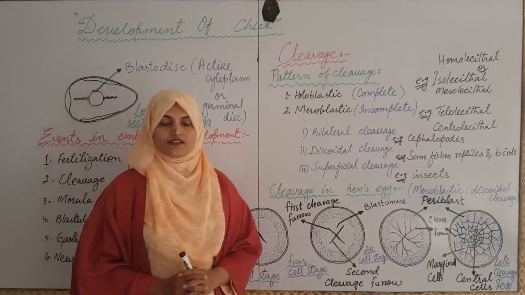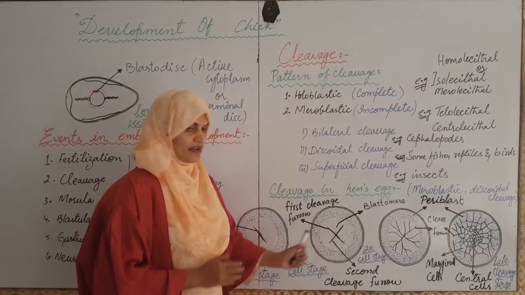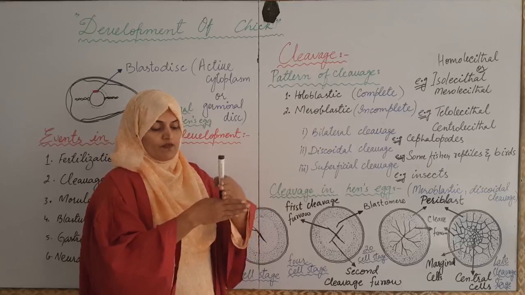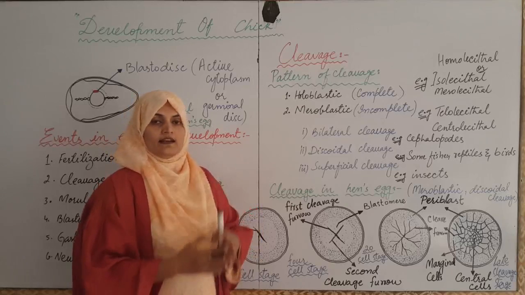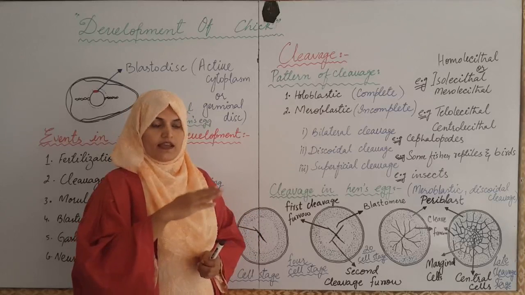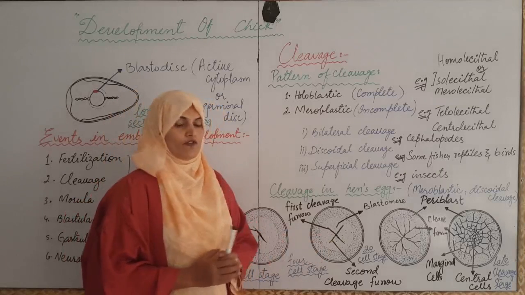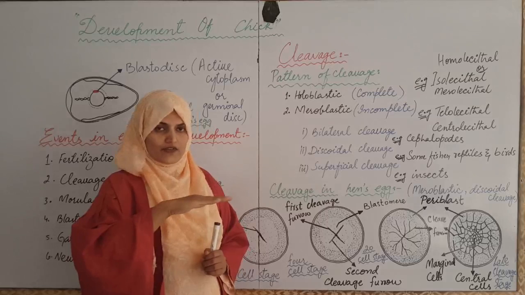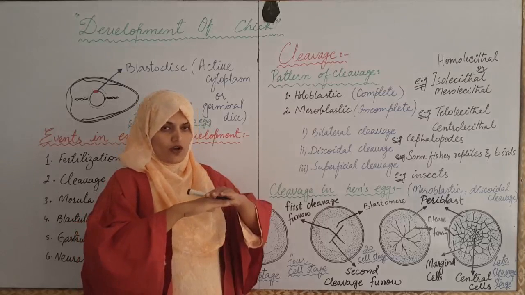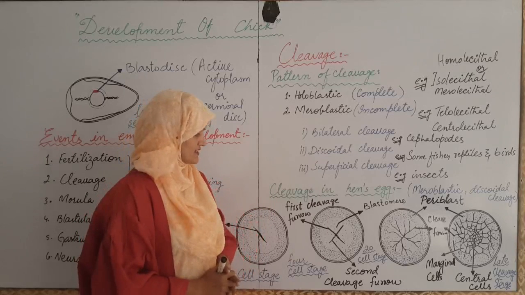The third cleavage takes place horizontally. The first two cleavages take place vertically, while the third cleavage takes place horizontally. As a result of the first two cleavages, 4 blastomeres were formed, while because of the horizontal cleavage, 8 blastomeres are formed: 4 on the upper and 4 on the lower side of the blastodisc.